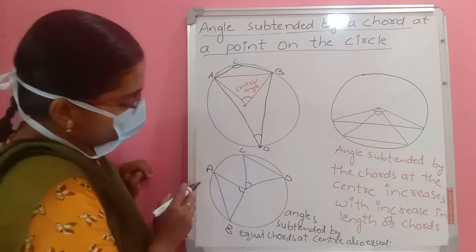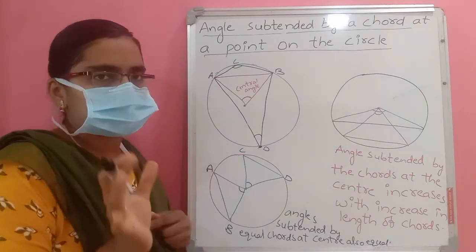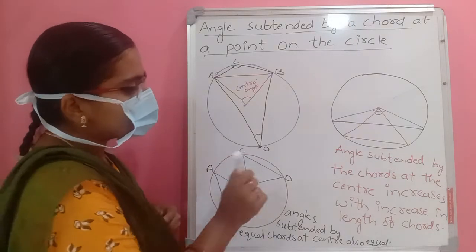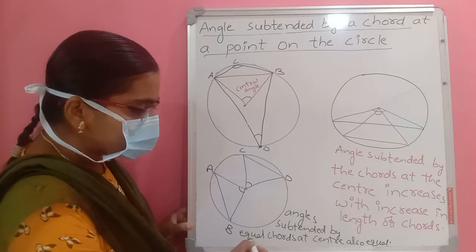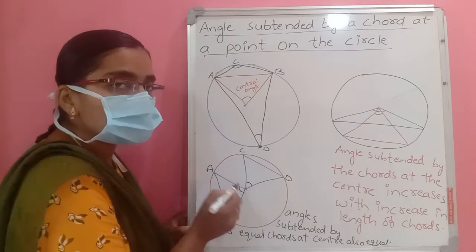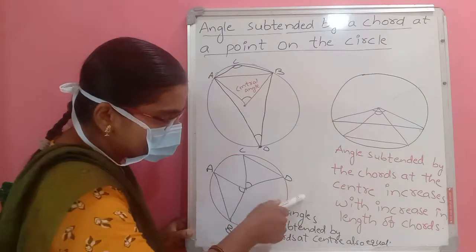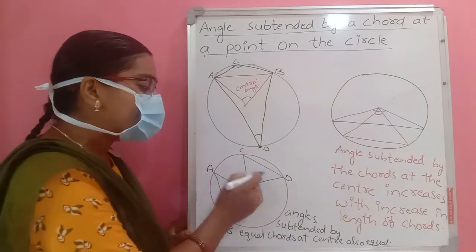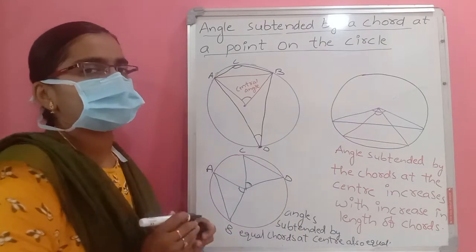Next, if you take AB and CD, two chords of equal length, the angles subtended by equal chords at the center are also equal. AB and CD are equal chords, and these equal chords make equal angles at the center.